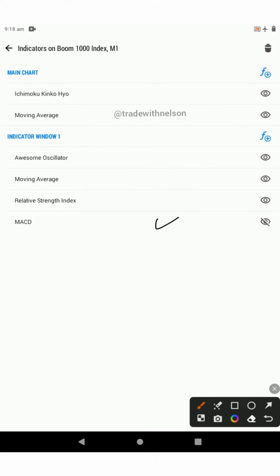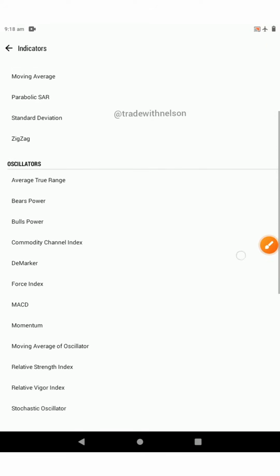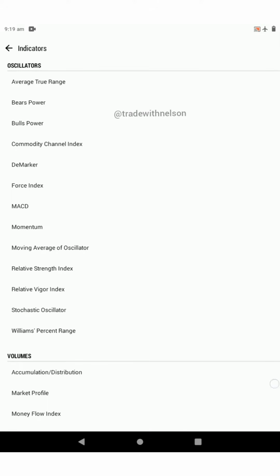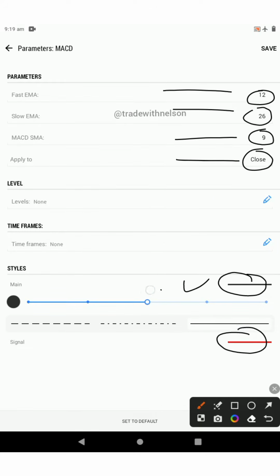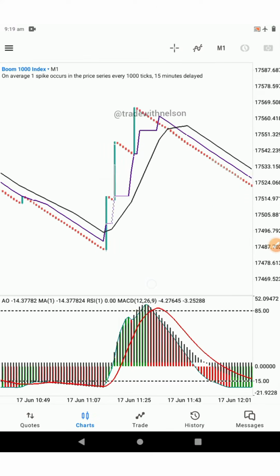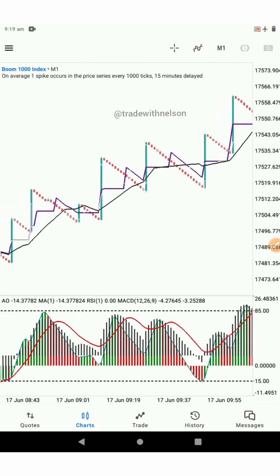The last indicator is the MACD. To select that, click on the F icon on indicators Window 1, scroll down, MACD. Make your fast EMA 12, slow EMA 26, MACD SMA 9, apply to close. For the styles, make it a color of your choice and make it 3 pixels. After that, click on save. So if you follow my settings correctly, your chart will look exactly as what you see over here.